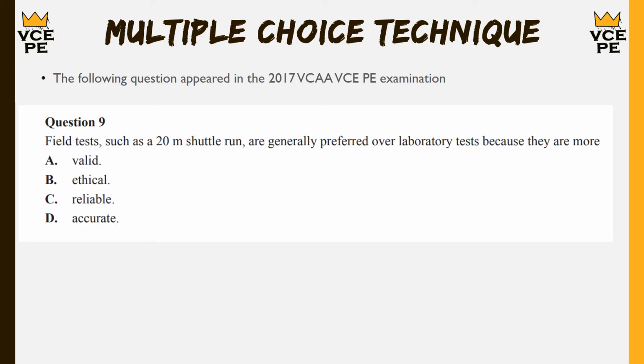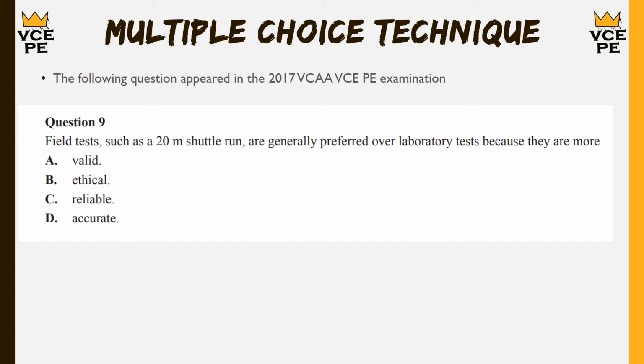So the question here, as I said, comes from last year's exam. It was question 9, and it said, field tests such as the 20-meter shuttle run are generally preferred over laboratory tests because they are more. Now we've got 4 options here. We've got valid, ethical, reliable, and accurate. So let's just quickly speak about this for a minute.